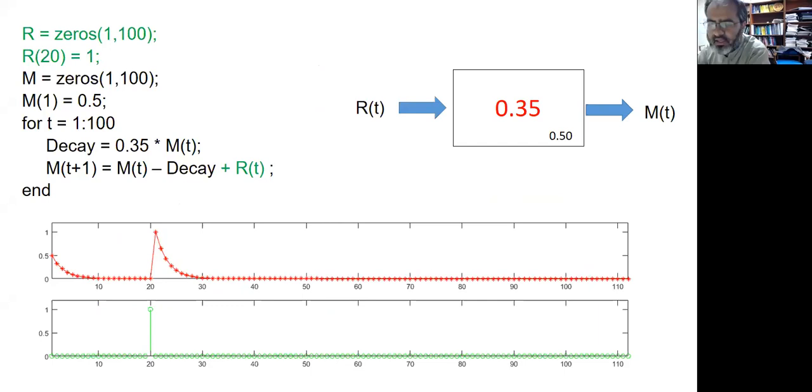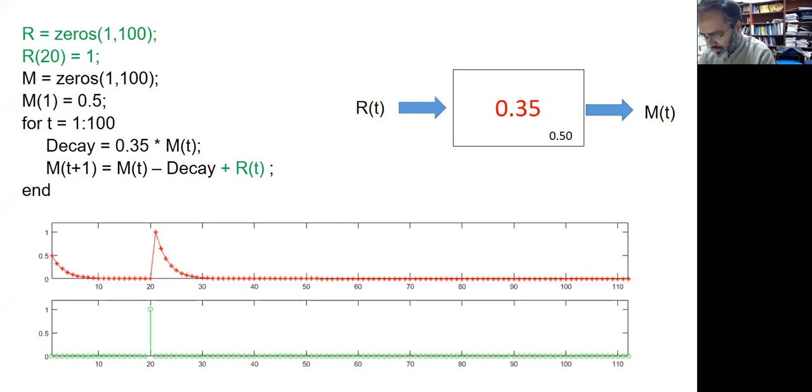Now, down below, we have the stem plot of R, right? As I said, if you look at the 20th index, that's where just one value is one. And once again, this is just an arbitrarily picked input. You can play with anything else as well. But look at the output, okay?